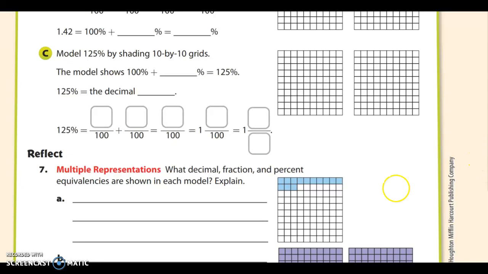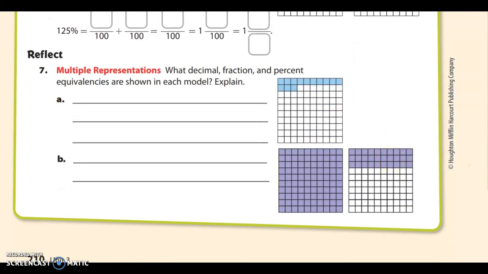Number 7. 7a, well 7 reads, multiple representations. What decimal, fraction, and percent equivalencies are shown in each model and explain? We just count. 1, 2, 3, 4, 5, 6, 7, 8, 9, 10. That makes sense because the whole row is 10, 11, 12, 13. So it's 13 out of 100 total. What is that as a decimal? 13 out of 100 is 0.13. And as a fraction it is 13 hundredths, and that doesn't simplify because 13 and 100 don't share a factor. And the percent is 13%.